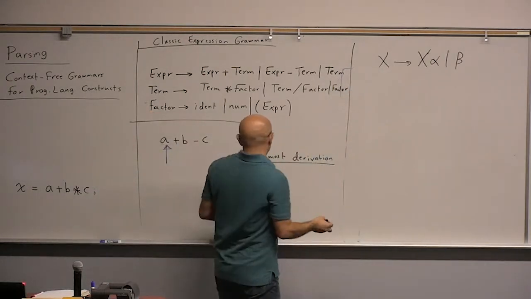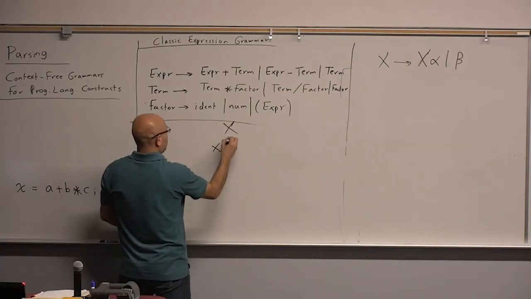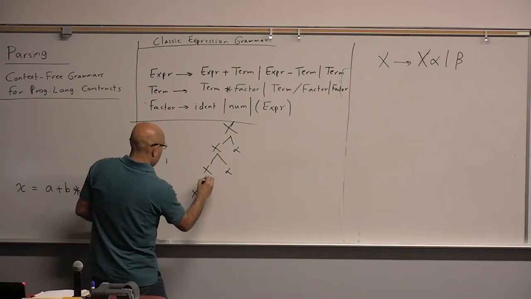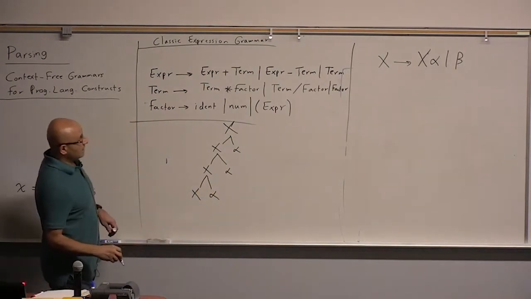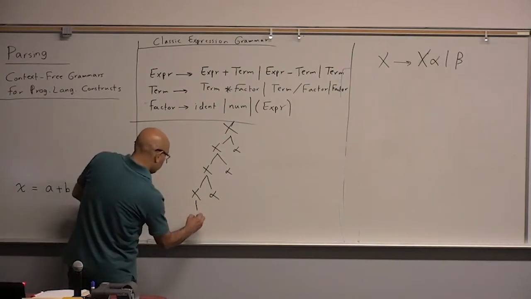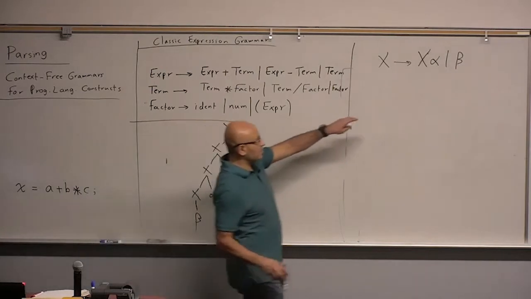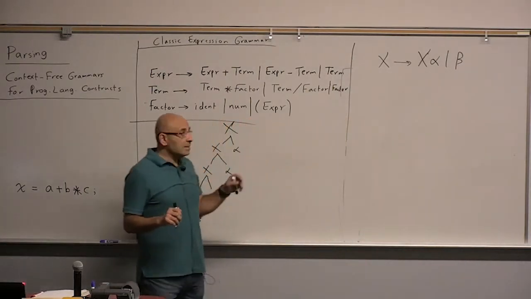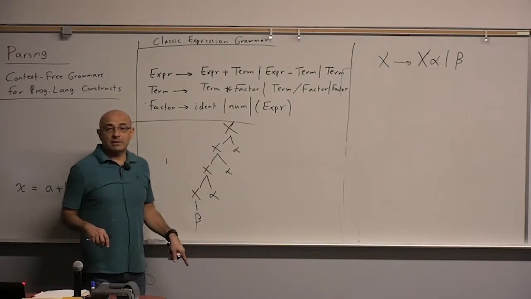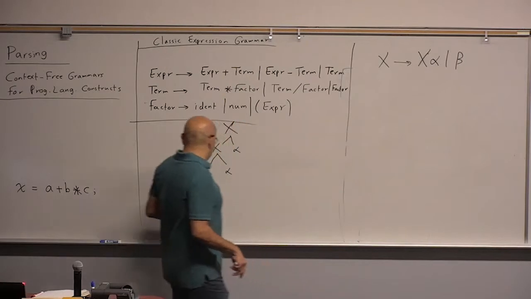So if I do some derivation here based on this, x is x alpha. I keep substituting x alpha, x alpha, x alpha. And then to end this derivation, the final substitution for x has to be what? Beta. So what does this mean? It means that when you have left recursion here, this will generate a beta followed by as many alphas as you want. Right? So this is what this generates. Beta followed by as many alphas as you want.